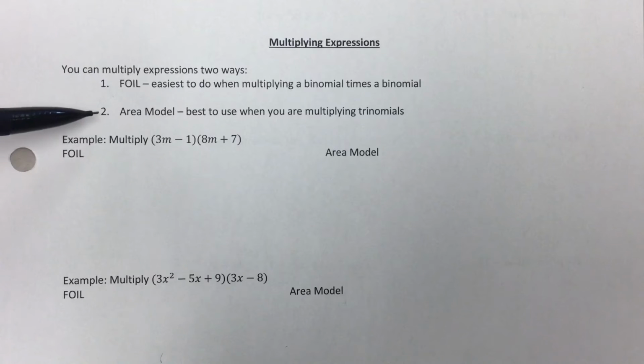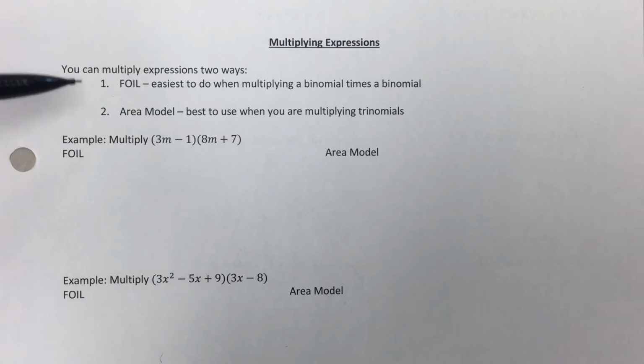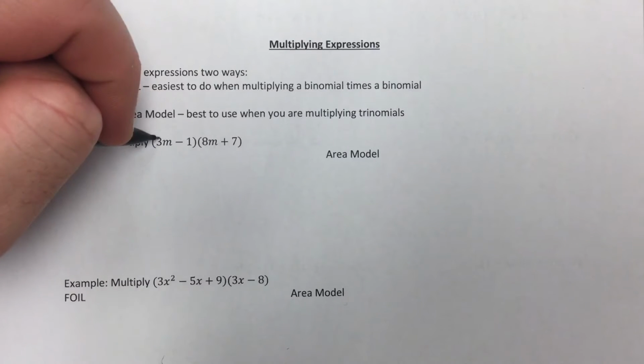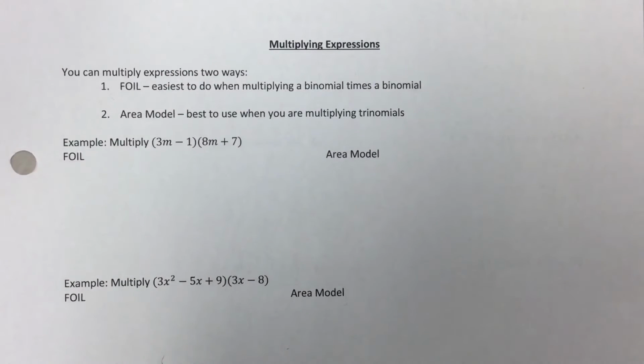is the easiest. Where if you have area models, I think an area model is going to be easiest or best when you're multiplying trinomials. And again, it is personal preference. You can use either method for either way. So if we look at our example here, I have a binomial times a binomial.